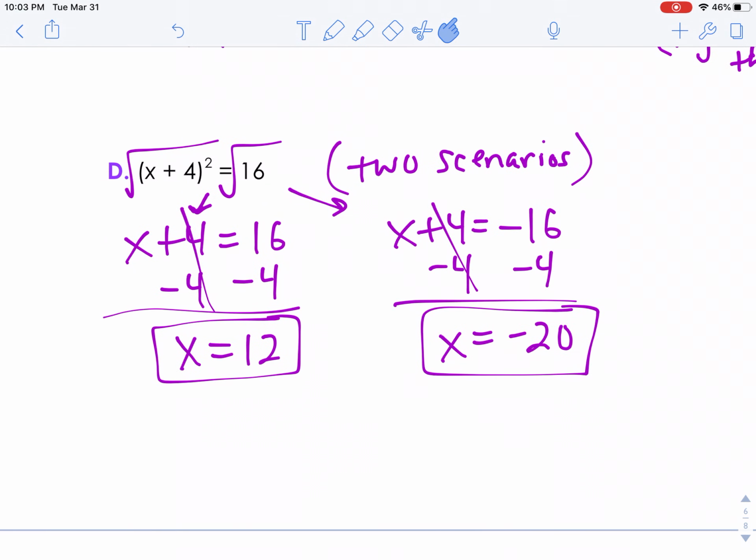And then finally, part D. This is one where you're going to have 2 different scenarios that you got to account for. When you square root both sides, you square root the 16. That technically could be positive 4 or negative 4.